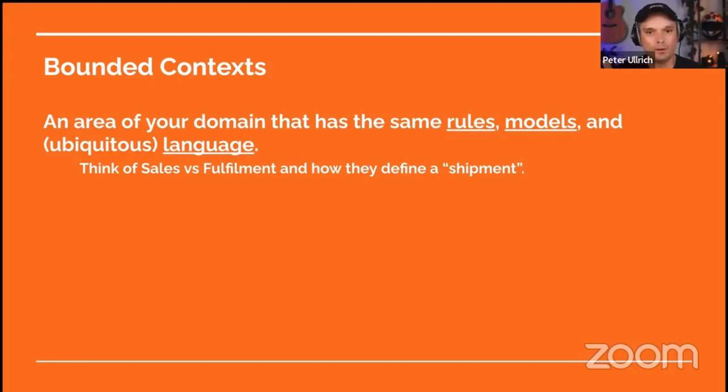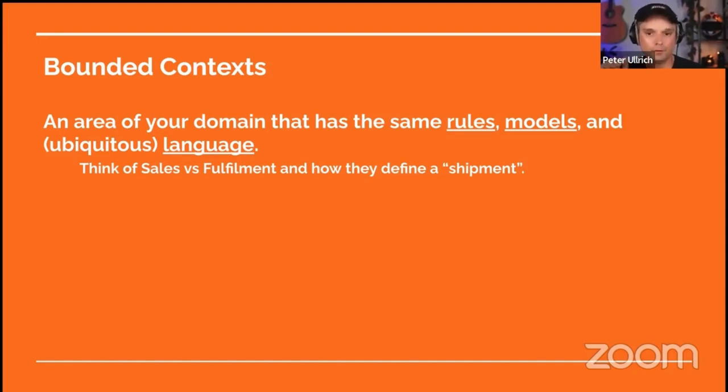Think, in our case, Boaty McBoatface, about the sales versus the fulfillment department or subdomain. A sales department thinks about a shipment as something they have to sell, and then they pass it on. They don't care about it. All they need is the name of the sender, the recipient address, how many packages, how big they are, and whether it's paid or not. That's all they care about. So for them, a shipment is something that they sell. It's a whole different product.